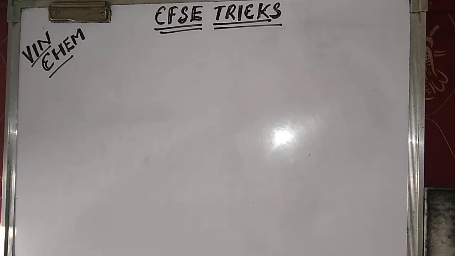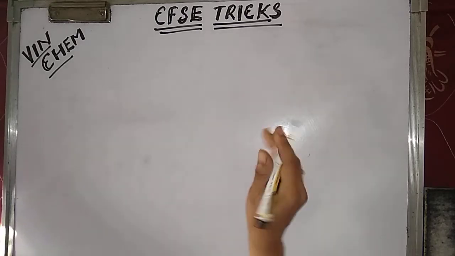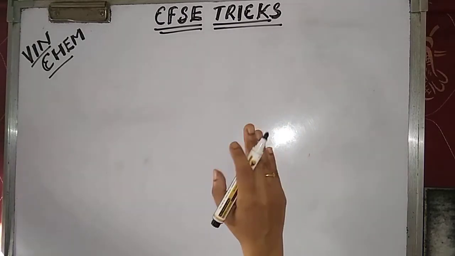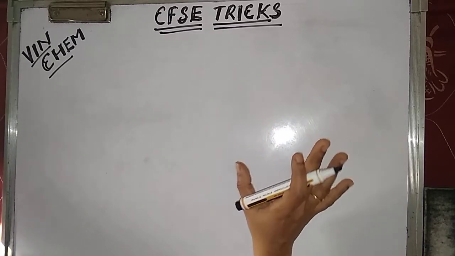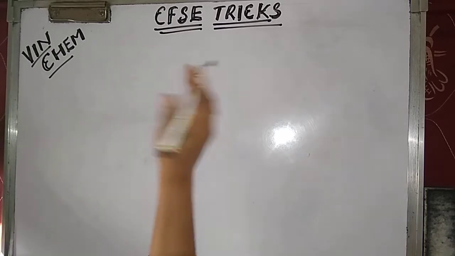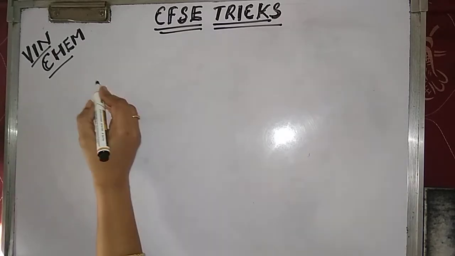Hi guys, today we are going to see how to find the CFSE value. It's an easy trick I'm going to tell you. First we will see the usual formula, and then the easy trick, the tabular column, I will also explain. You just memorize the tabular column. Usually, how do we find the CFSE value?